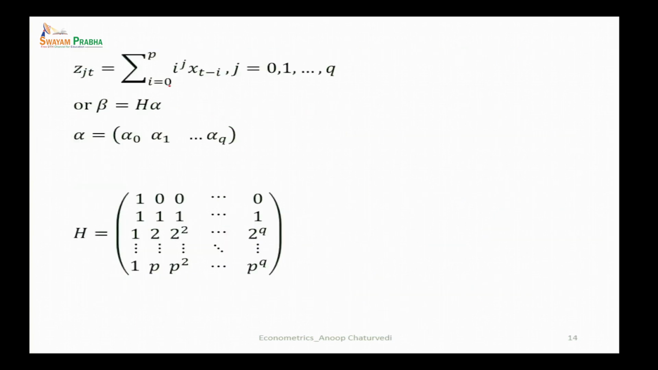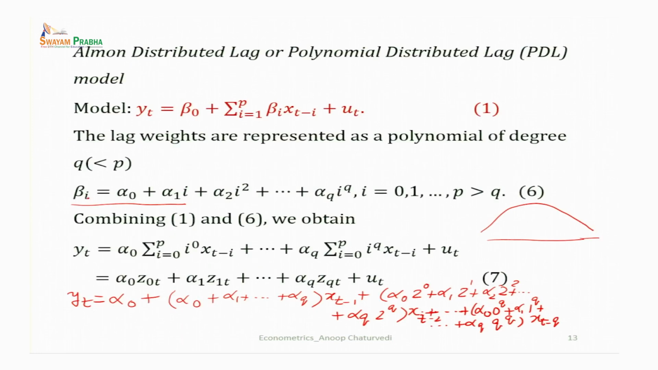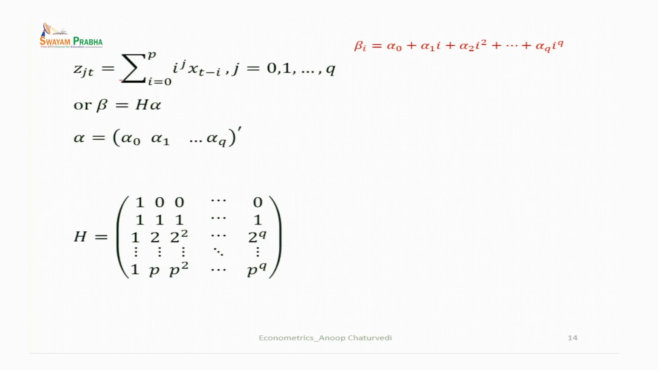J t is equal to summation i equal to 0 to p, i to the power j x t minus i, for all j equal to 0, 1, and so on to q, and then you can write it as beta equal to h alpha. You have the relations beta i equal to alpha naught plus alpha 1 i plus so on plus alpha q i to the power q, and then we write it in the vector and matrix notations. So, you get then j t is equal to summation i equal to 0 to p, i to the power j x t minus i, for all j equal to 0, 1, and so on to q.